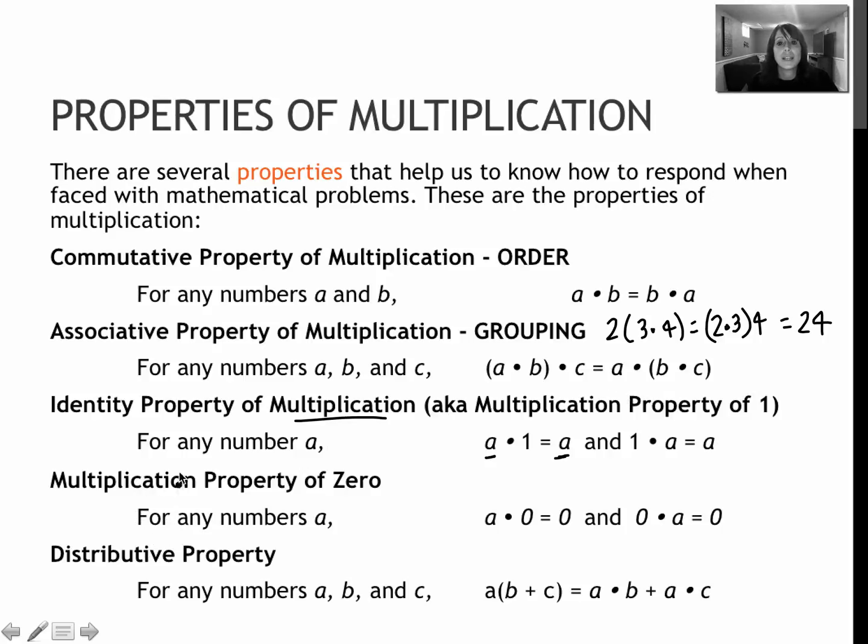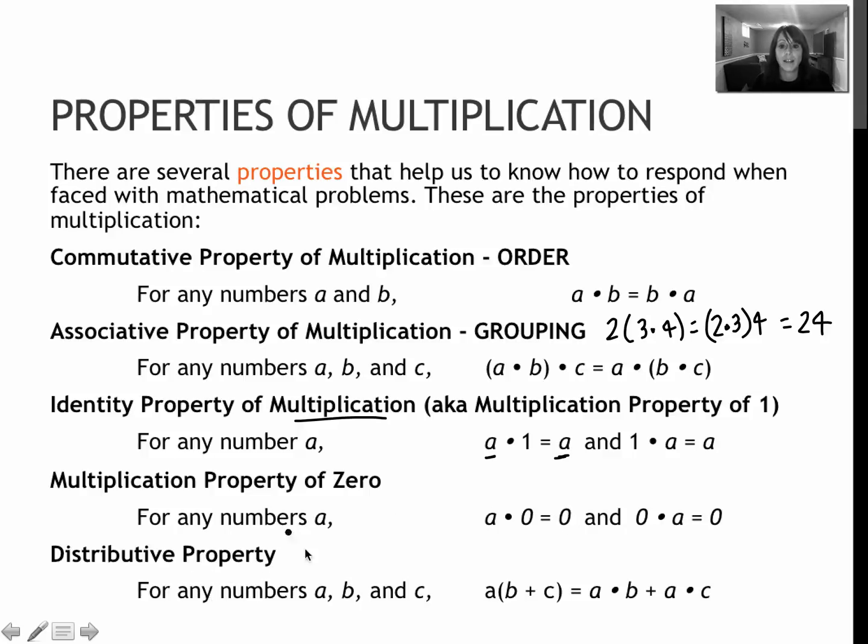The other two that we didn't have for addition, the first is called the multiplication property of 0, and I alluded to this just a moment ago. So we're saying for any number A, if you take that value times 0, you're going to get 0. So anything times 0 is 0.